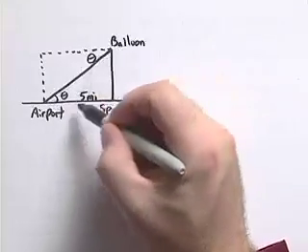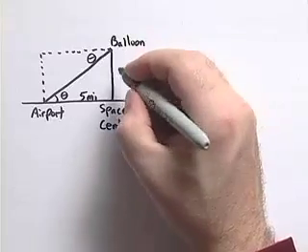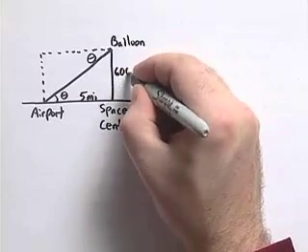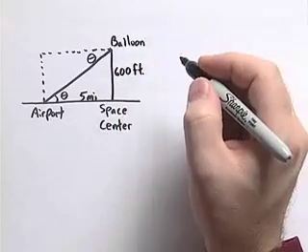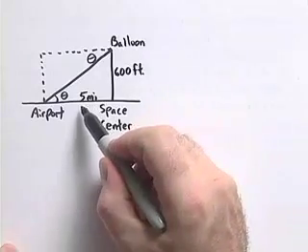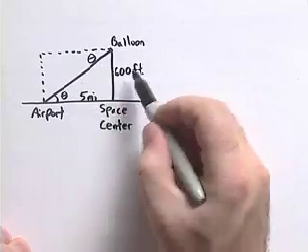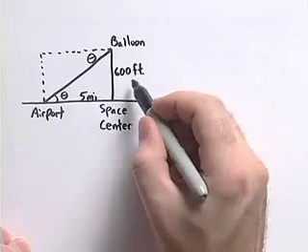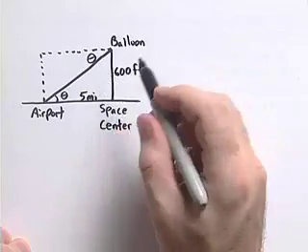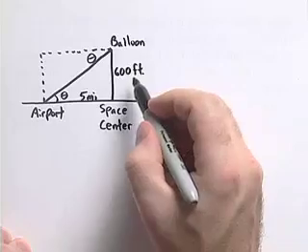So we've got this right triangle here. We also know that the balloon is 600 feet above the Space Center. Now we notice that one of our units is miles and the other is feet. In order to work this problem, we need to have our units be the same. So we're going to convert the 5 miles into feet.